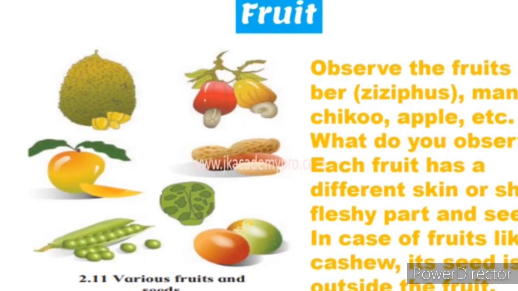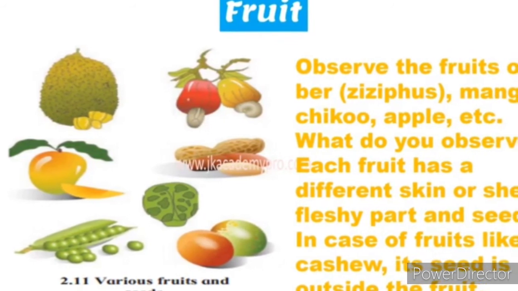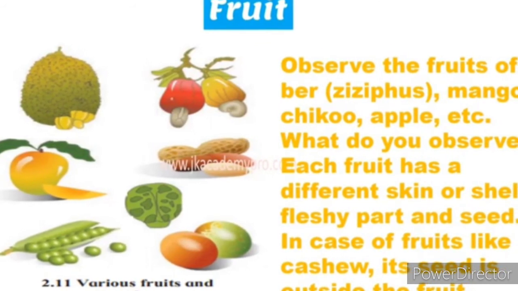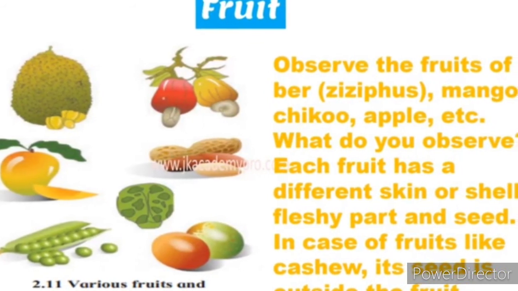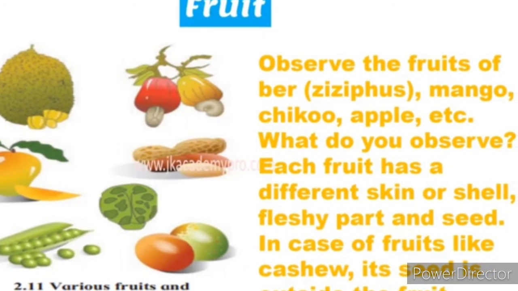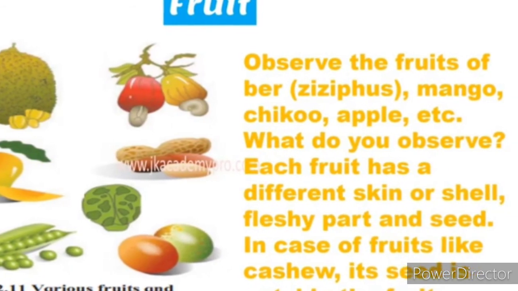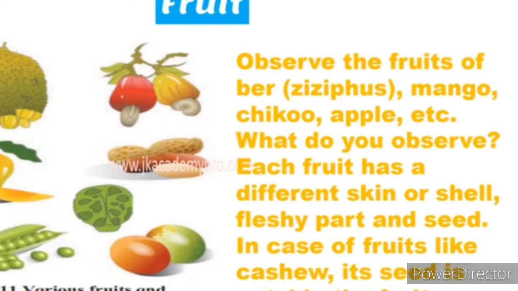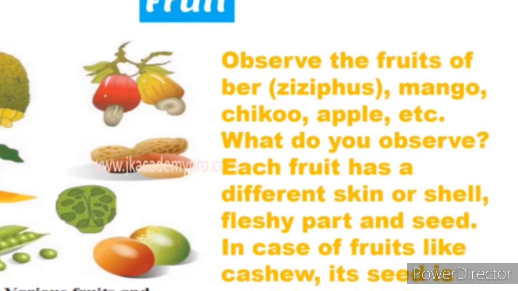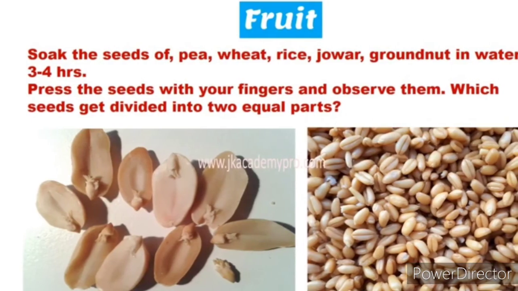Now observe the fruits of pear, jujube, mango, chiku, apple, etc. What do you observe? Each fruit has a skin or shell, a fleshy part and a seed. In the case of a fruit like the cashew, its seed is outside the fruit. Okay, now you have to observe. You have already observed many different fruits, and you know the characteristics of each fruit. Now next activity is there.